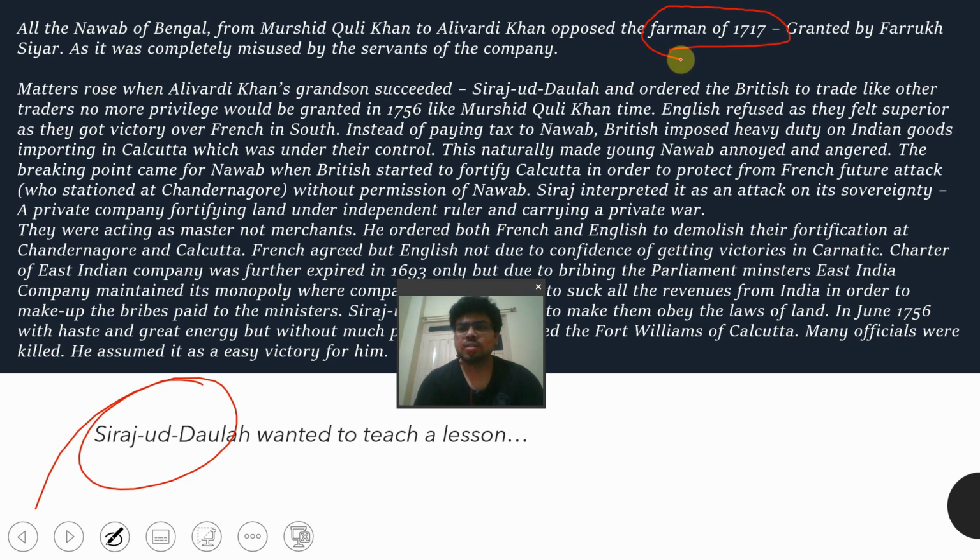That Farman was granted by Farrukhsiyar, whom we have already discussed in chapter 1. It was completely misused by the servants of the company. The matter rose when Aliwardi Khan's grandson Sirajuddaulah succeeded him and ordered the British to trade like other traders. No more privilege would be given to them. In 1756, like Murshid Quli Khan, the English refused as they felt superior, having got victory over the French in the south. As I said, the victory over the French was a practice for them.